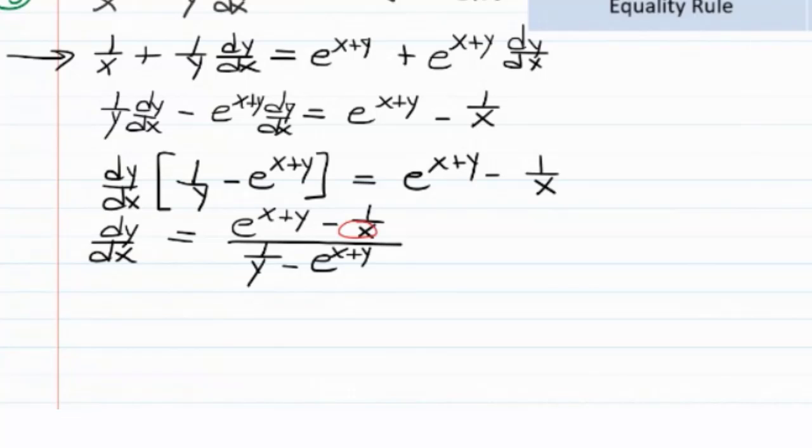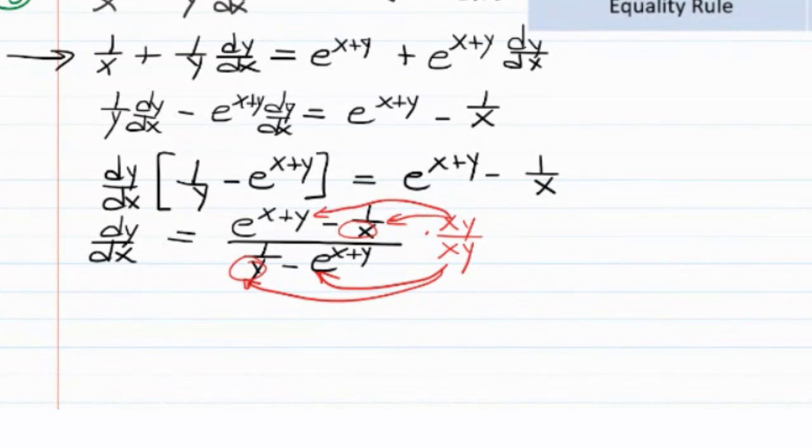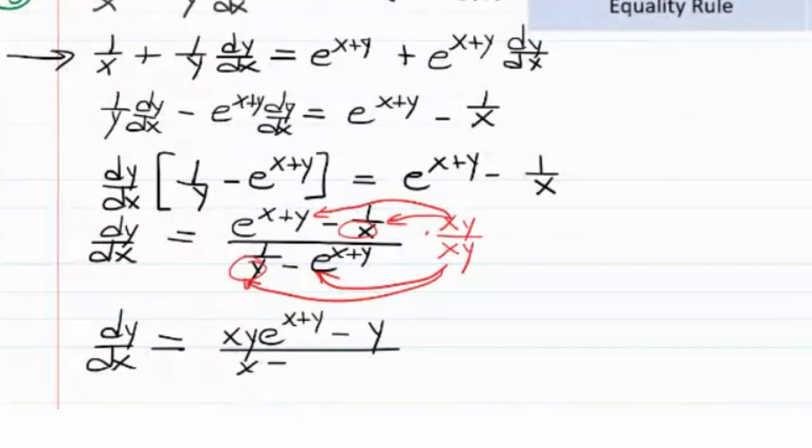Now we're usually not going to want to leave a complex fraction. So I like to look at the little denominators within my fractions and multiply on the top and the bottom by the least common denominator. So I'm going to distribute that to each part and that to each part. So we're going to have dy/dx equals (xy e^(x+y) minus y) over (x minus xy e^(x+y)). And that is the final answer.